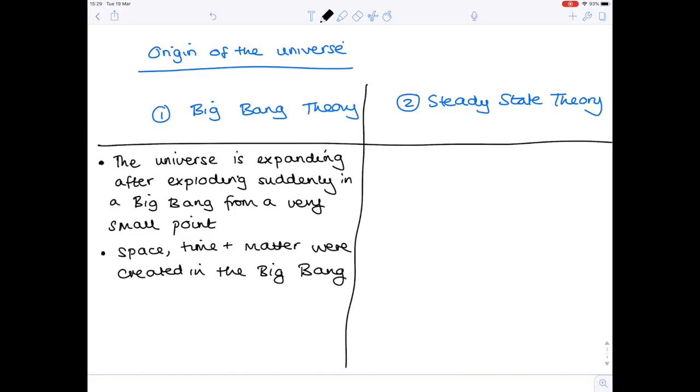Whereas the steady state theory suggests that the universe has always existed, that it continues to expand, and that matter is continuously created throughout time. Notice that there is a similarity in these, in that in both theories we state that the universe is expanding, it's just the beginning of the universe is different.